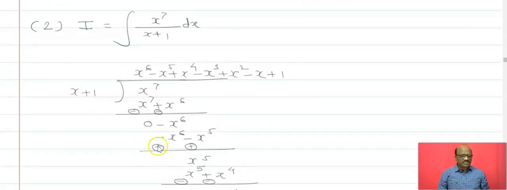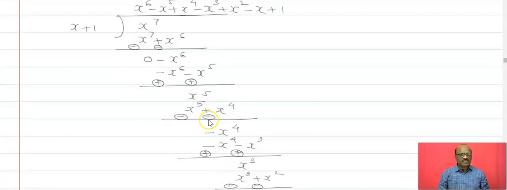Again change the sign, minus and plus, and minus and plus. These two get cancelled, and you will get x raised to 5. Again multiply it with x raised to 4, then you will get x raised to 5 plus x raised to 4. Change the sign: plus, minus, plus and minus. x raised to 5 gets cancelled, and you will get minus x raised to 4.